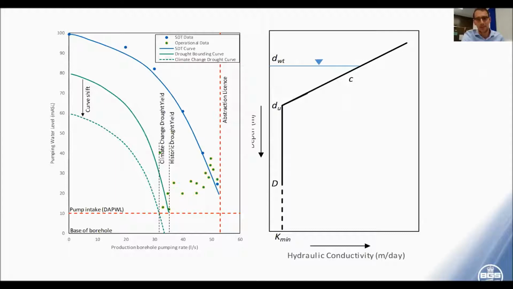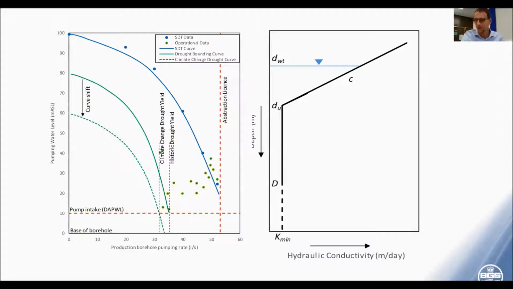So one of the main challenges faced by water companies when estimating the impact of climate change on borehole yields is that understanding how groundwater levels behave below the lowest observed groundwater level in pumping boreholes can be particularly challenging. In many aquifer systems, permeability decreases with depth, which can cause greater drawdowns in pumping boreholes.